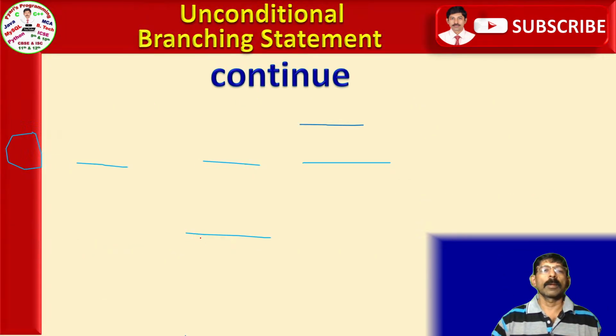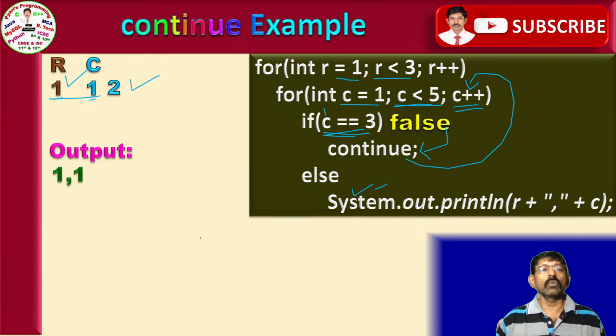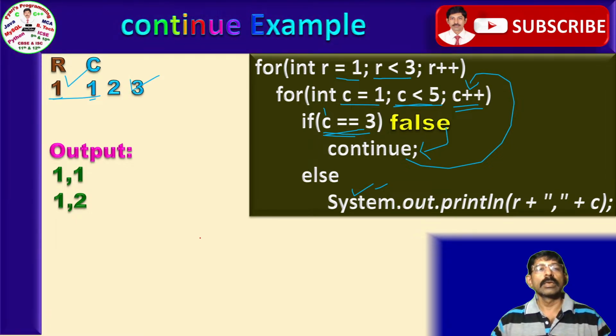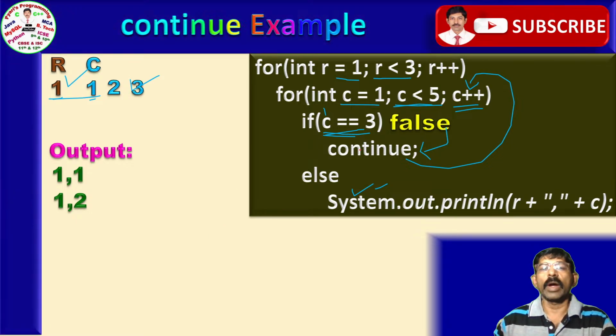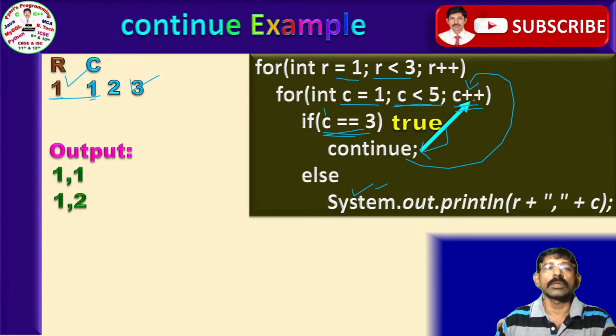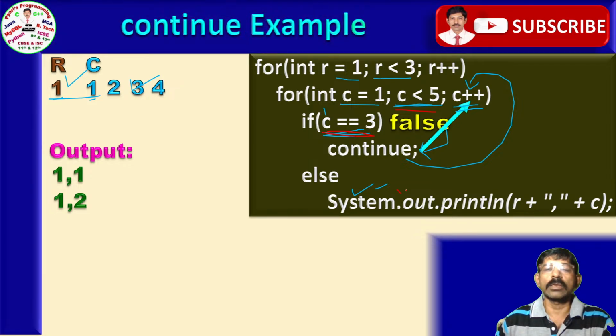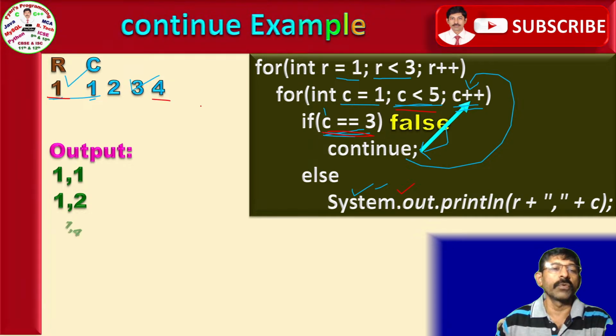Okay, so we'll come back to the loop. We did 1, 2. Then next, C++, C is 3, 3 less than 5 true. C is equal to 3, it is true. So that's why continue. Continue will take the control to the updation part. C++ will make it 4. 4 less than 5, condition is true. But C is equal to 3 is false because C is 4. So it will display R, C where R value is 1 and C value is 4. So that's why it will display 1, 4.